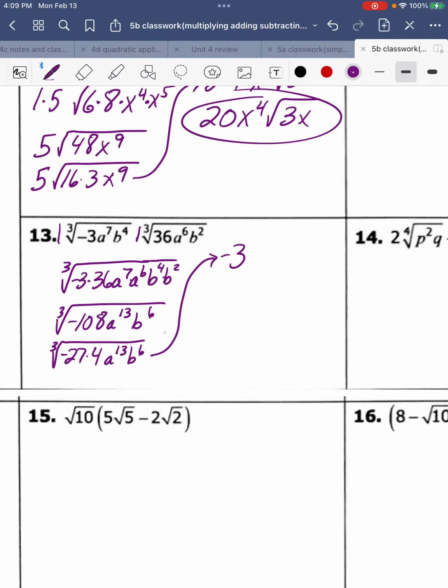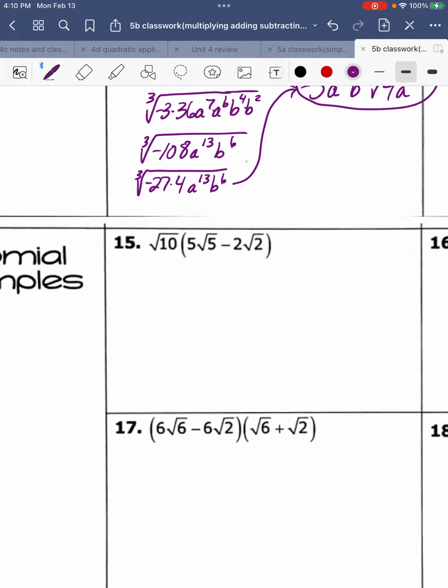Cube root of negative 27 is negative 3. A to the 13th, we're taking the cube root, so how many groups of 3 can you take out of 13? And that is 4, so that's going to be a to the 4th. Don't forget about the 1a that's going to be left over on the inside. Now b to the 6th, how many groups can you take out of 3? Because it's a cube root, and that's 2. Oh, b, Mr. Johnson, b squared. The 4 is left over, and the a. And there's nothing to put together, so that's our final answer there.